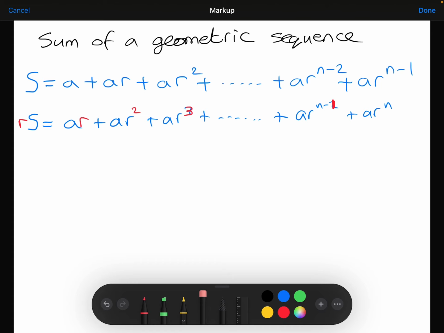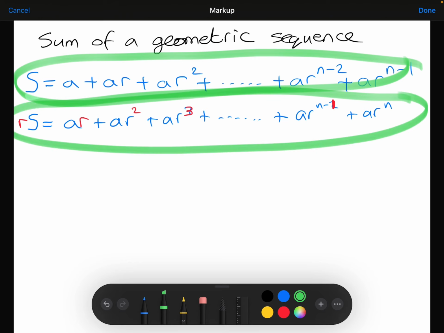Well, why did I do that? Why is that useful? Well, what I'm going to do here is subtract the top line, take away the bottom line. I'm going to do everything here, subtract everything here, and you're going to see why.